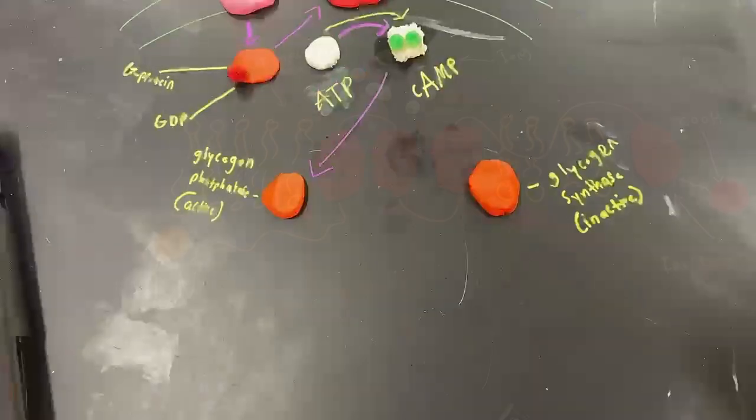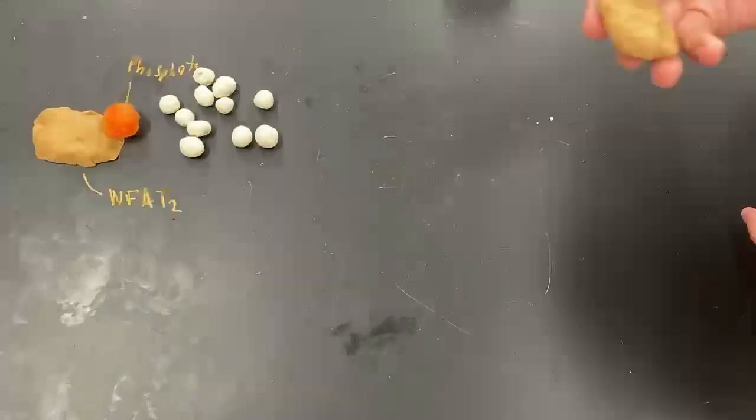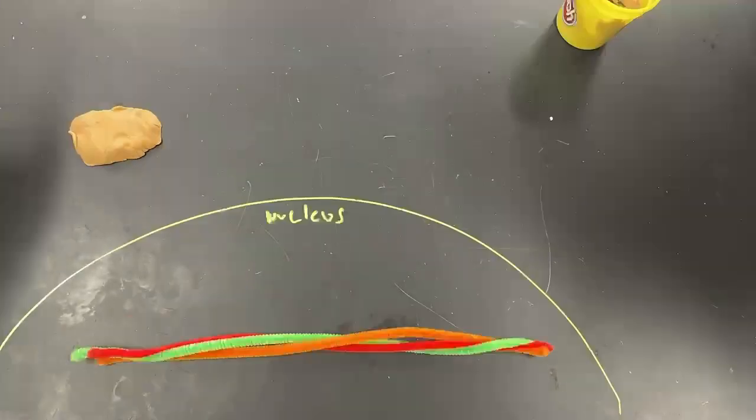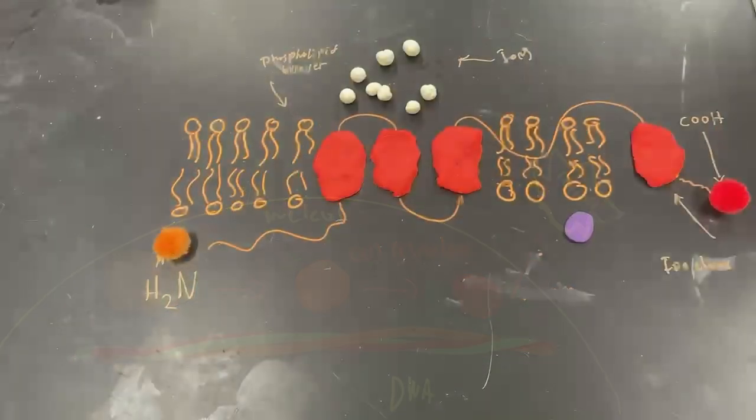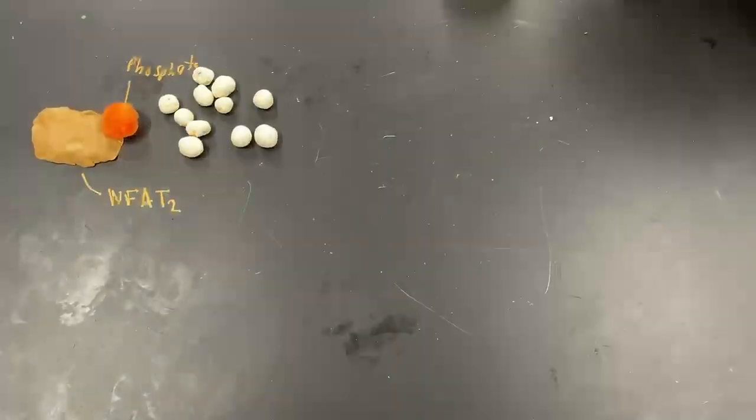Our second form of cell signaling that we'll be talking about is ion-gated channel cell signaling. First, a ligand binds to the channel and activates it. This causes a conformational change where it opens and allows ions to pass through. The ions move across the membrane according to their electrochemical gradients.